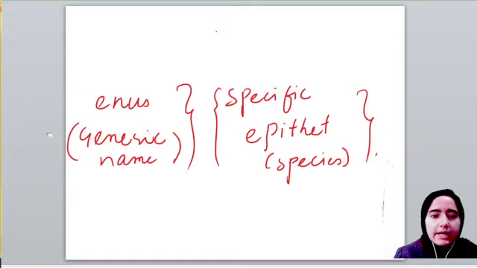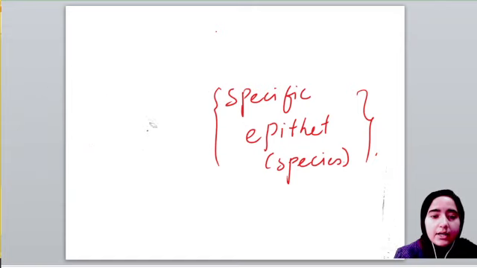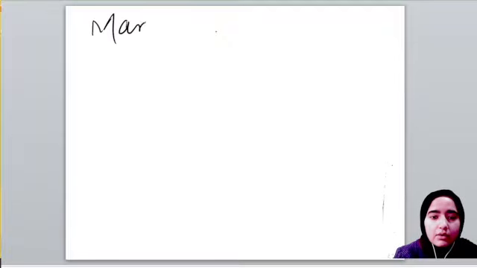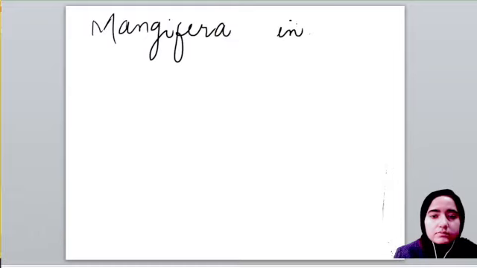Like earlier I told you about Mangifera indica. Now you should be able to answer what Mangifera indica is the biological name of, which fruit? That is of mango. Okay, I have Mangifera indica.